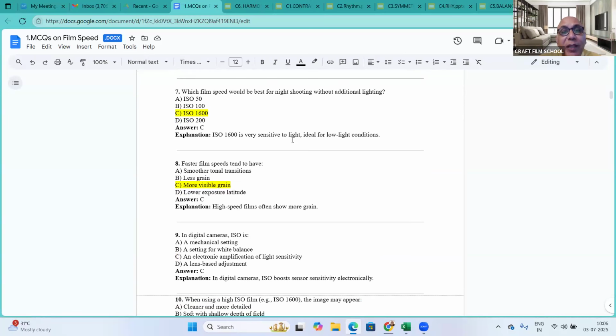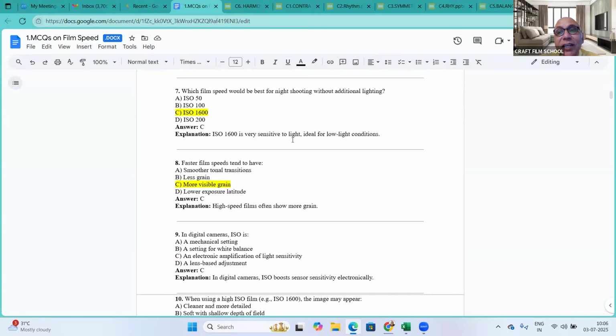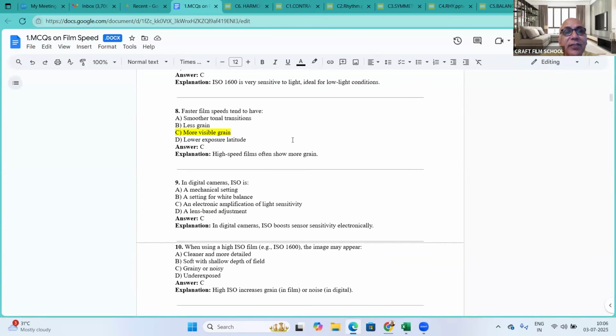Which film speed would be the best for night shoot without additional lighting? Very good question. In a night shoot, you need additional light to boost up a certain level of lighting. But here, he has mentioned very categorically, you don't need additional light. So you need a high speed film, which is 1600 in this particular case. So the correct answer is C.